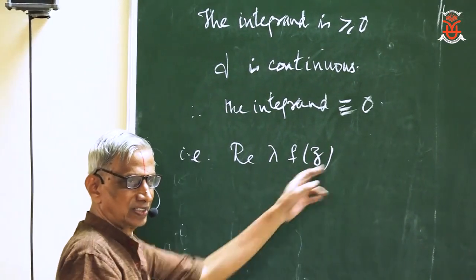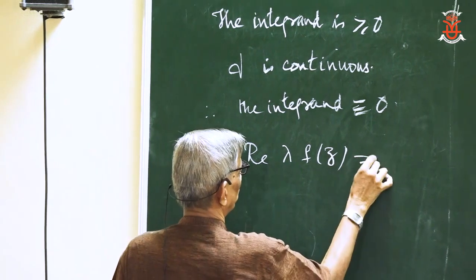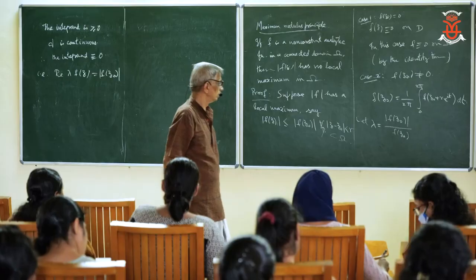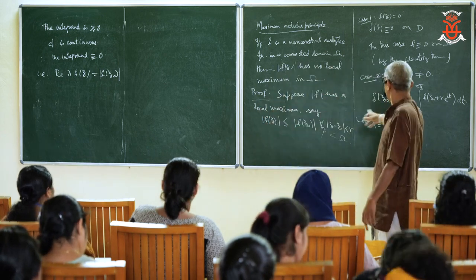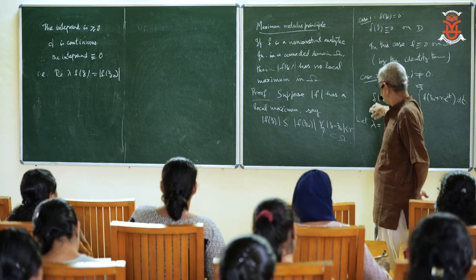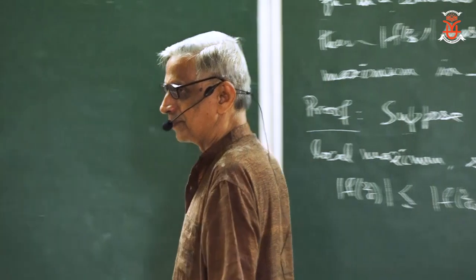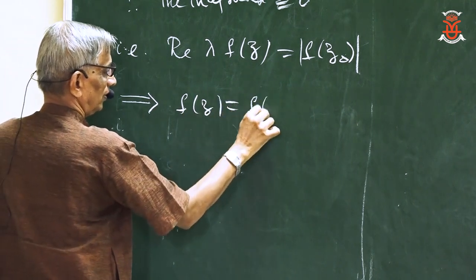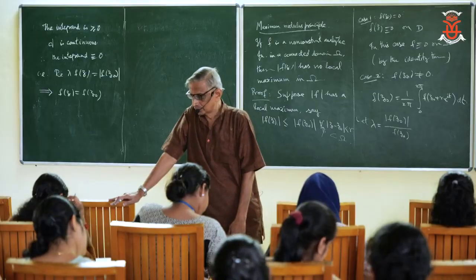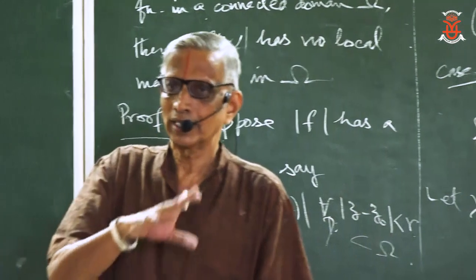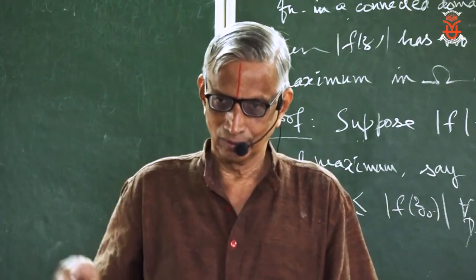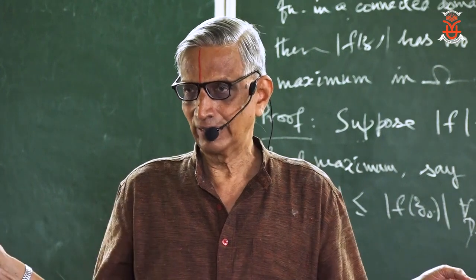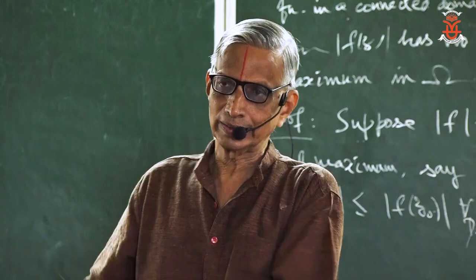Let's write f of z, right? z naught plus r e power i t is f of z. What is lambda? Lambda is this, mod f(z naught) over f(z naught). Does this imply? So if you conclude that, what happens? f(z) is a constant on the whole of the circle. And therefore, again by identity theorem, it is constant everywhere in the domain. f(z) equal to f(z naught) for all z in omega.